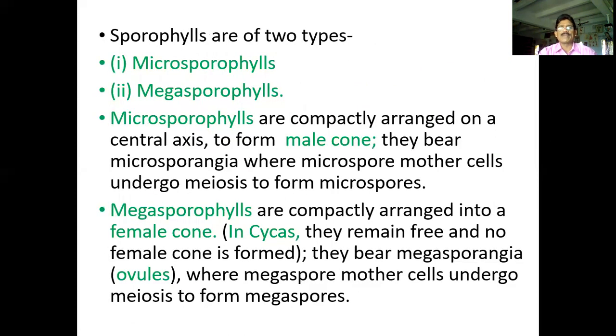The sporophylls are mainly of two types in gymnosperm plants. One is the microsporophylls, the other megasporophylls. The microsporophylls are known as the male cone and the megasporophylls are known as the female cone. So these microsporophylls can develop the microspores, which are known as haploid cells. The megasporophylls are known as female cones and they can develop the ovule. They also develop the megaspores.